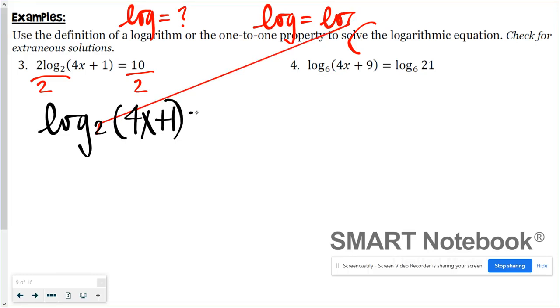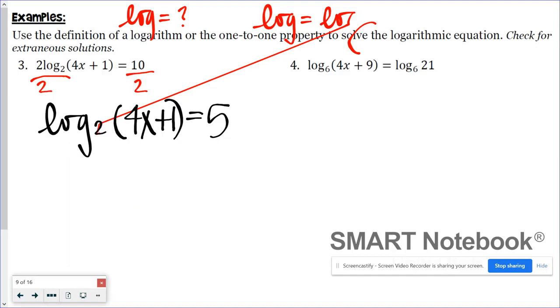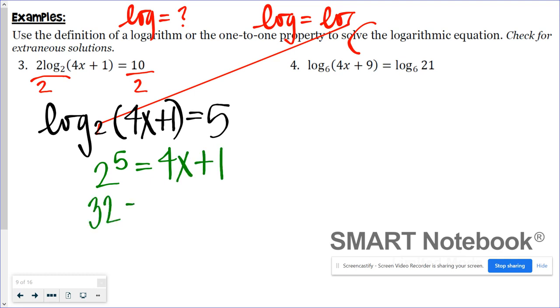4x plus 1 is equal to 5. Then I can rewrite this exponentially. Remember, the base of the log becomes the base of our power, the log equals the exponent, and then I fill in the rest. So 4x plus 1 equals 2 to the 5th power. Throw that into your calculator, or maybe you just know that it's 32. Then I'm solving for my variable. Ultimately, I end up with x equal to 7.75.